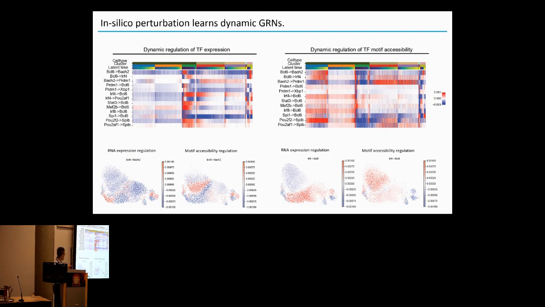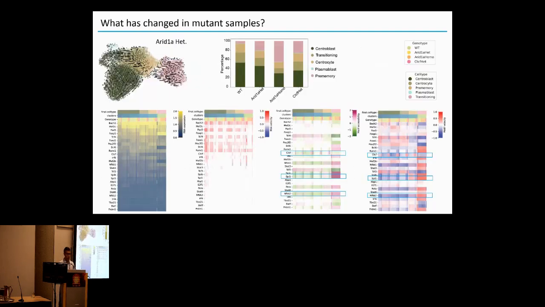And it's interesting that we can see here, for example, on expression regulation, the expression regulation comes first, and later on we have regulation on the motif accessibility. So it shows that these may not be synchronous, right? So this could be some cascade event over the latent time. And finally, what happens in the mutant samples?